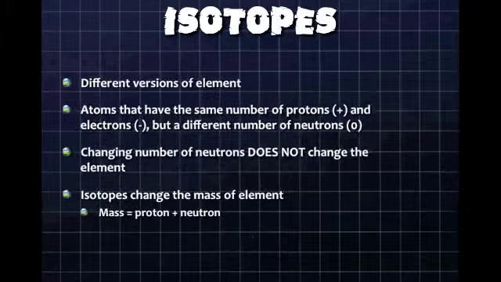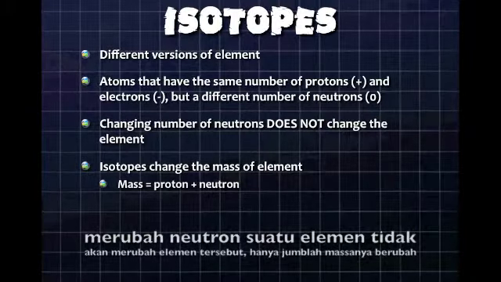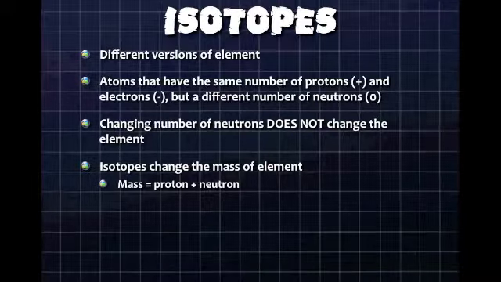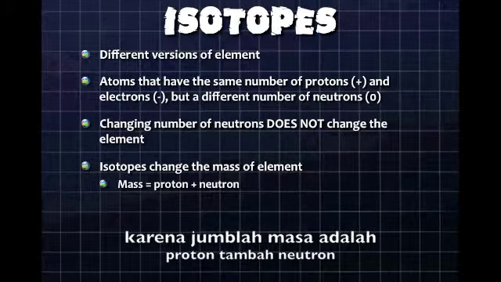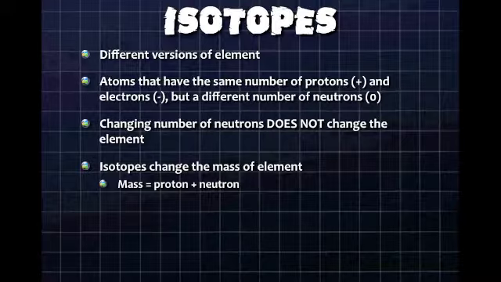Isotopes. Isotopes are different versions of an element or atom that have the same number of protons and electrons, but a different number of neutrons. Changing the number of neutrons does not change the type of the element. However, it changes the mass number because mass is protons plus neutrons. So if you change the number of neutrons, it will change the mass of the element.